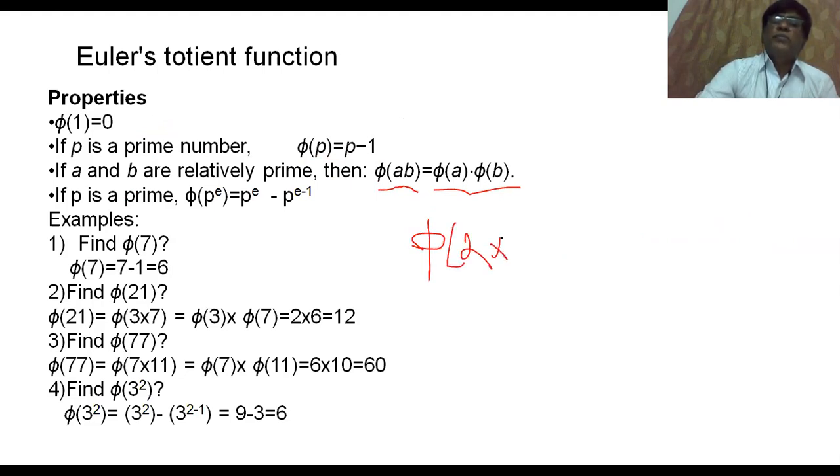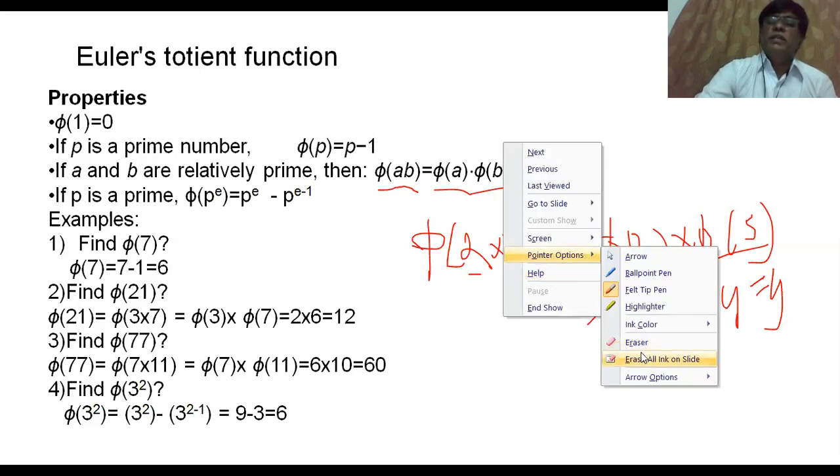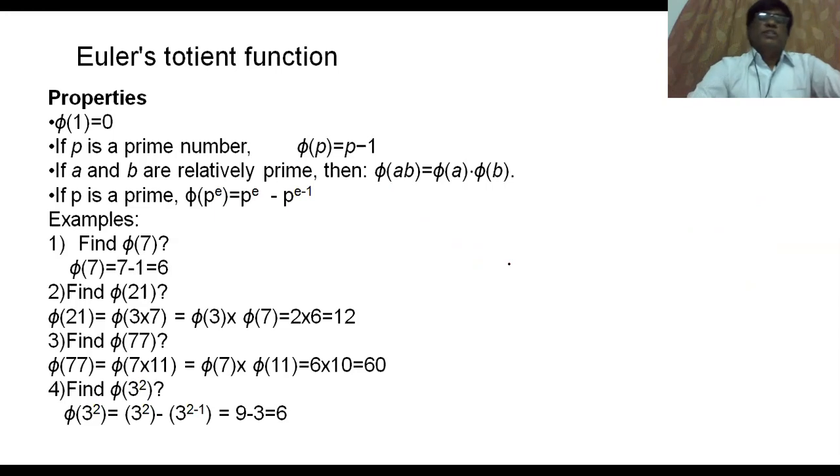For example, phi of 2 into 5, because 2 and 5 are co-primes. So phi of 2 into 5 is equal to phi of 2 into phi of 5. Since it is prime, its value is 2 minus 1, that means 1, into, since 5 is prime, its value is 4. So it is equal to 4. In this way we will calculate the phi function.